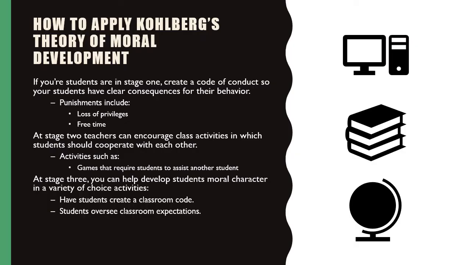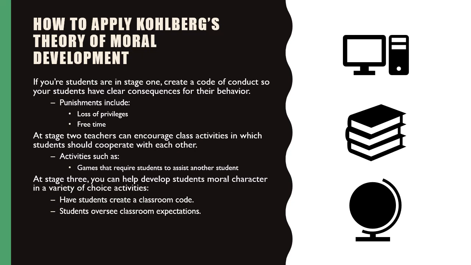Finally, you can apply Kohlberg's theory of moral development in a couple of ways. If your students are in stage 1, which is early elementary, you can create a code of conduct so your students have clear consequences for their behavior. Some punishments can include loss of privileges and free time. At stage 2, teachers can encourage class activities in which students cooperate with each other. For example, games that require students to assist one another are often useful in teaching cooperation.